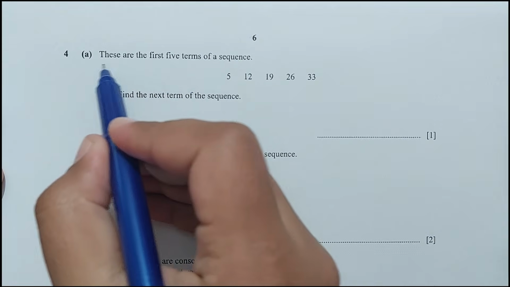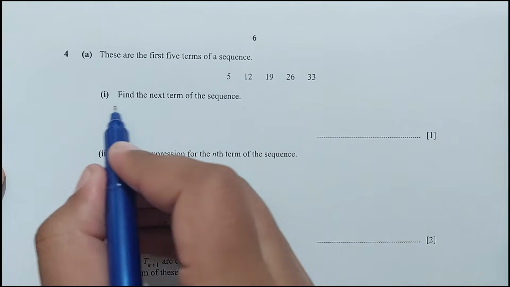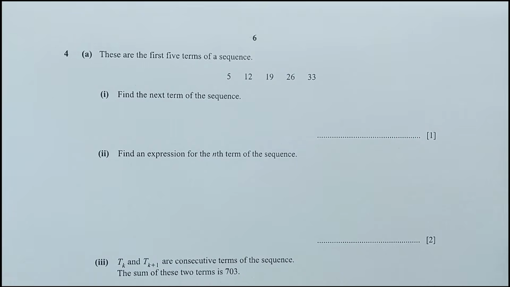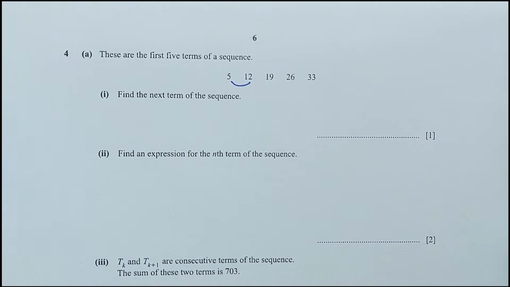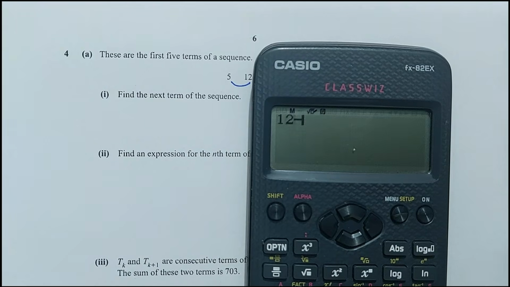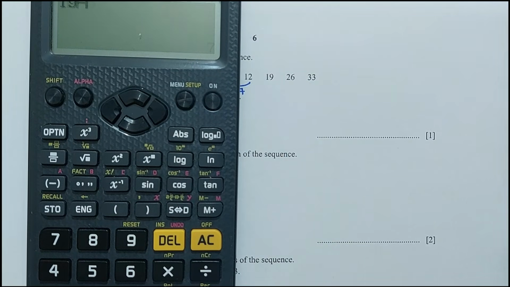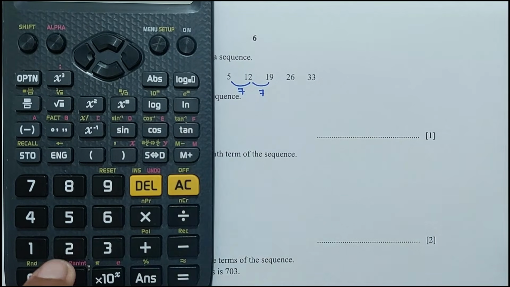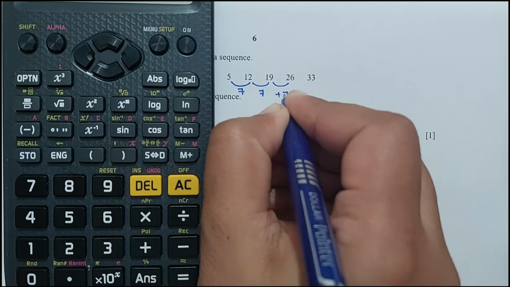Question number 4, part A. These are the first 5 terms of a sequence. Number 1, find the next term of the sequence, right? We have to find the difference first, right, in 12 and 5. So 12 minus 5 is 7. And 19 minus 12 is 7. So adding 7. 26 minus 19 is again adding 7.